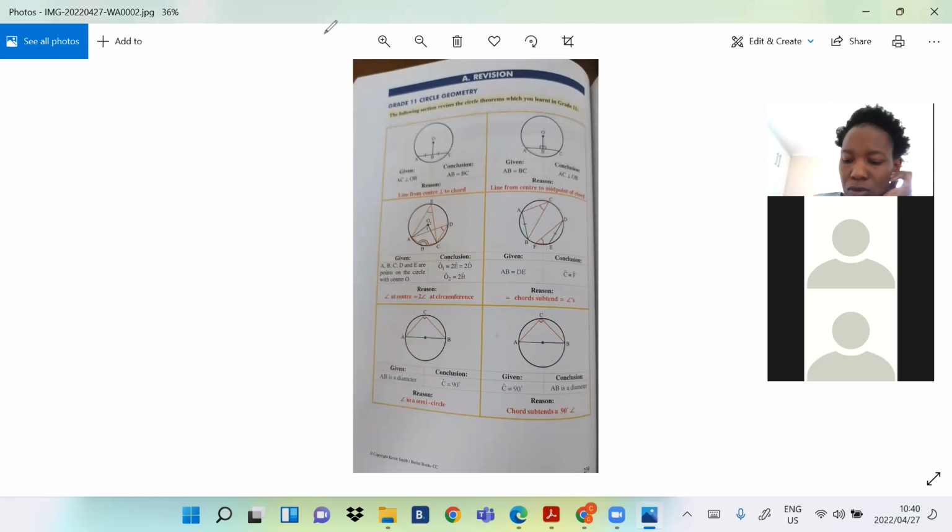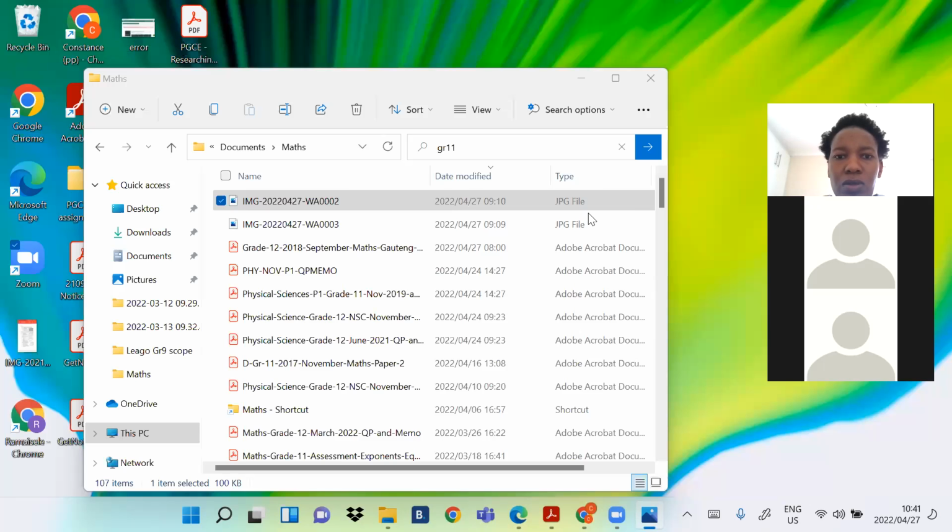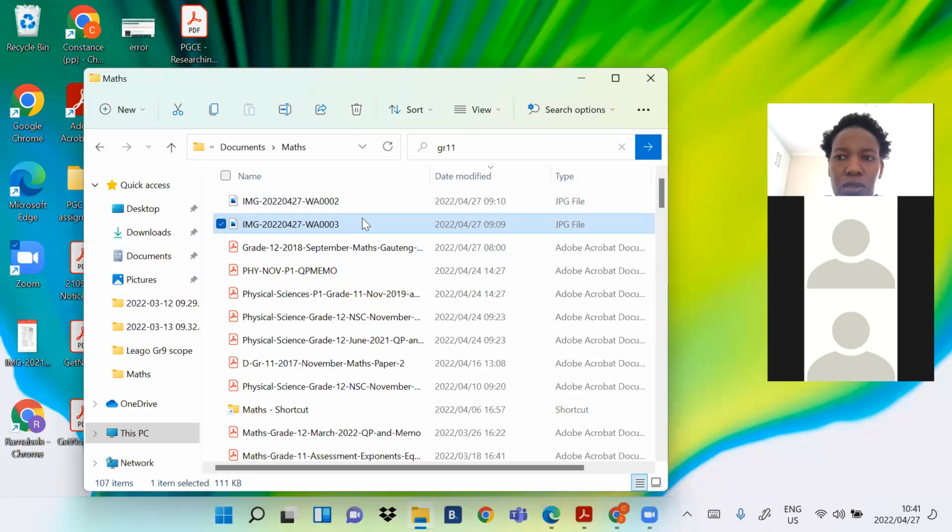Then the next one. How do I get to the next one? Here's my other picture with the other theorems. Let's close this one and open it here.